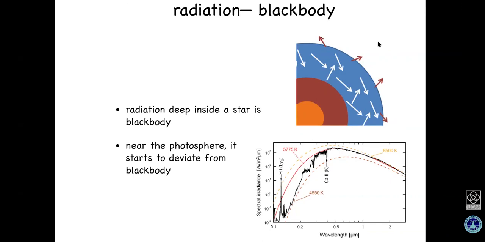I have a question. Yes. Does a sunspot affect the emissivity of the solar system?